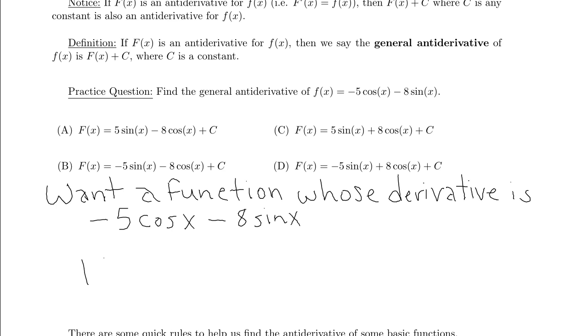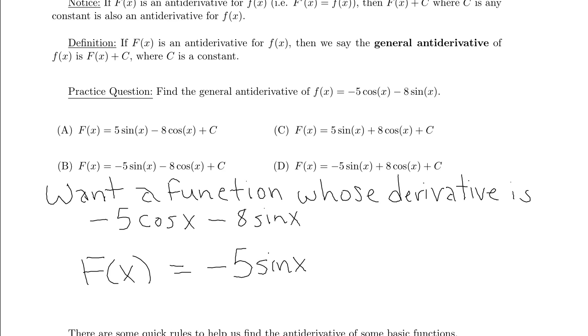Okay, so let's do this term by term, piece by piece, and figure this out. What function has derivative cosine of x? Well, we know that sine does, right? The derivative of sine x is cosine of x. So if I rewrite this as -5 sine x, I know that when I take the derivative of -5 sine x, I'm going to get -5 cosine x right back, which is what we want. Now for the next part, it's a little bit trickier. So it's -8 sine x. Well, I know that cosine of x has derivative minus sine x, right?